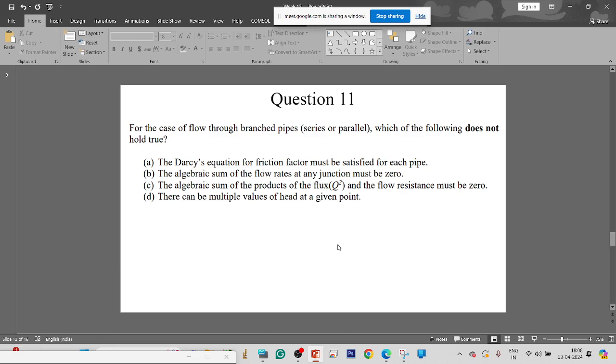So for the case of flow through branch pipes, that is series or parallel, which of the following does not hold true? We already know that there can be only one value of head at a given point in case of flow through branch pipes. So the last one is not.